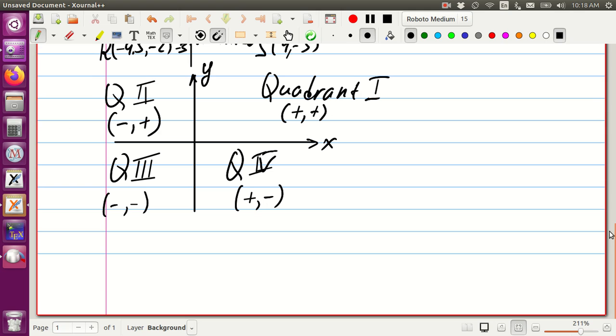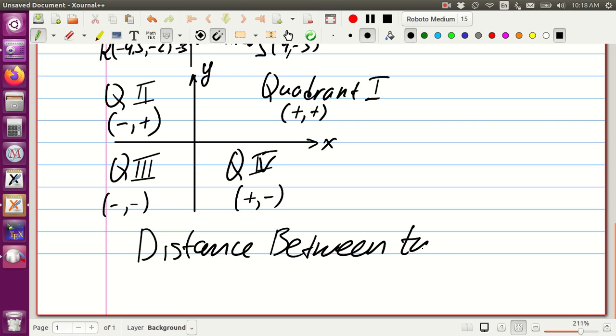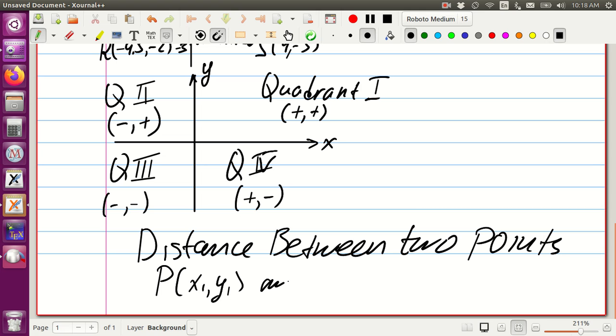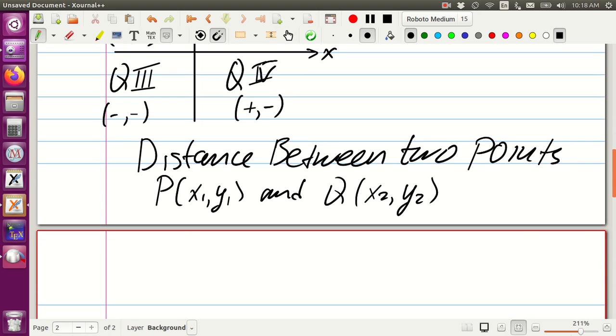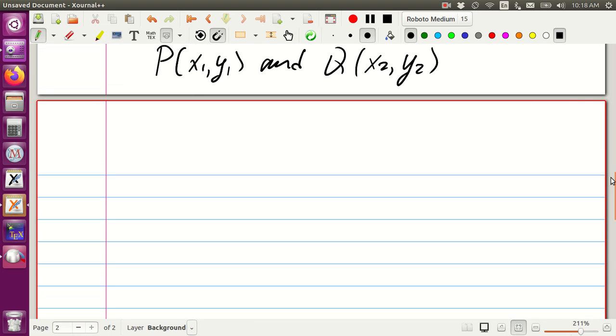And the next small idea is going to be about distance between points. So if we want to talk about distance between 2 points, let's denote the points P to be with coordinates x sub 1, y sub 1, and Q would be with coordinates x sub 2, y sub 2. So let's create a new page to move to it.